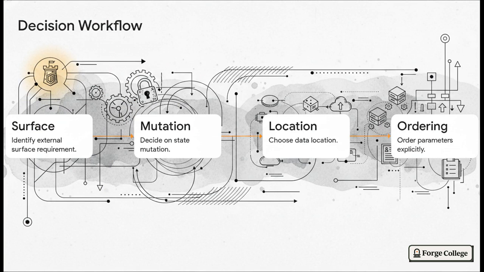Step 1, identify the external surface. Should outside callers hit this? If not, make it internal. Step 2, decide state mutation. Is it modifying state? Then drop the view tag. Step 3, choose your data location. And step 4, order and explicitness. Put your addresses first, your flags second. This precise 4-step process turns mere guesswork into deliberate, ironclad engineering choices.